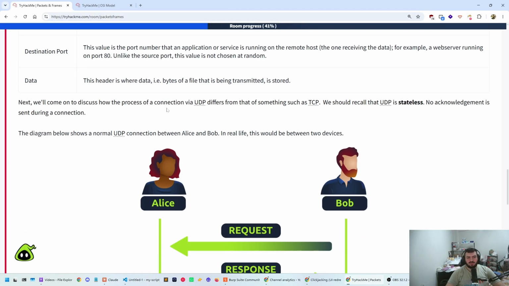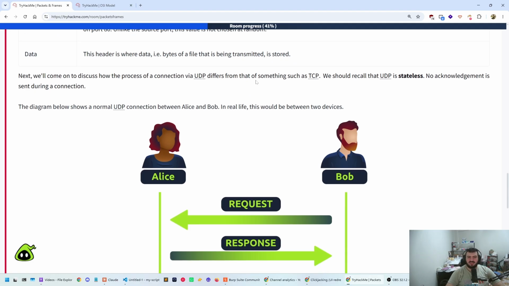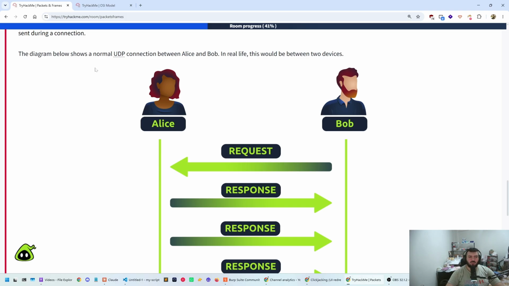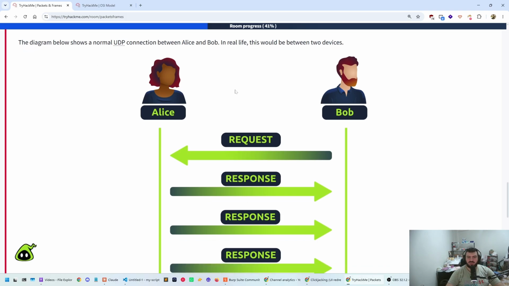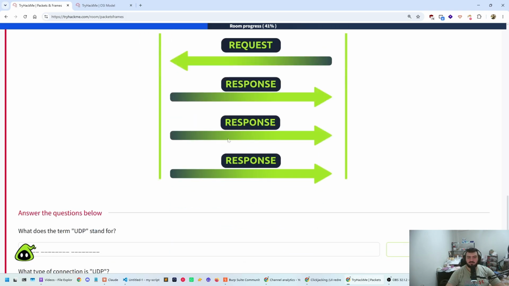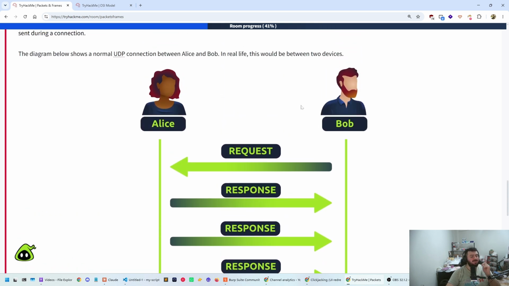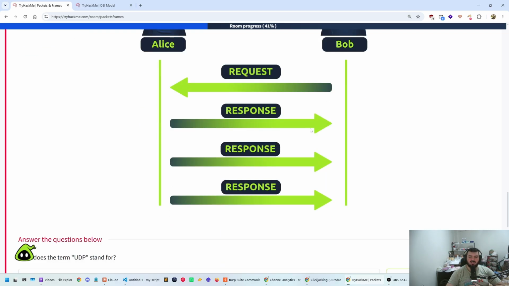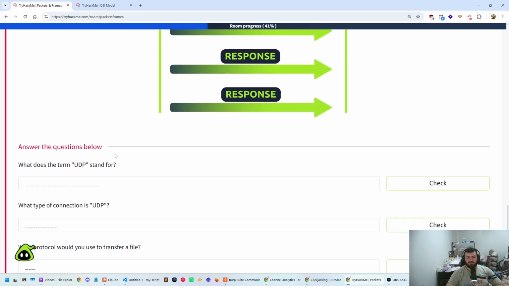Next, we'll come on to discuss how the process of a connection via UDP differs from that of something such as TCP. We should recall that UDP is stateless. No acknowledgement is sent during a connection. The diagram below shows a normal UDP connection between Alice and Bob in real life. Yeah, so you can see here, Bob just says, I want to connect to a voice chat channel or something. Alice says, okay, and then she starts sending boom, boom, boom, boom.